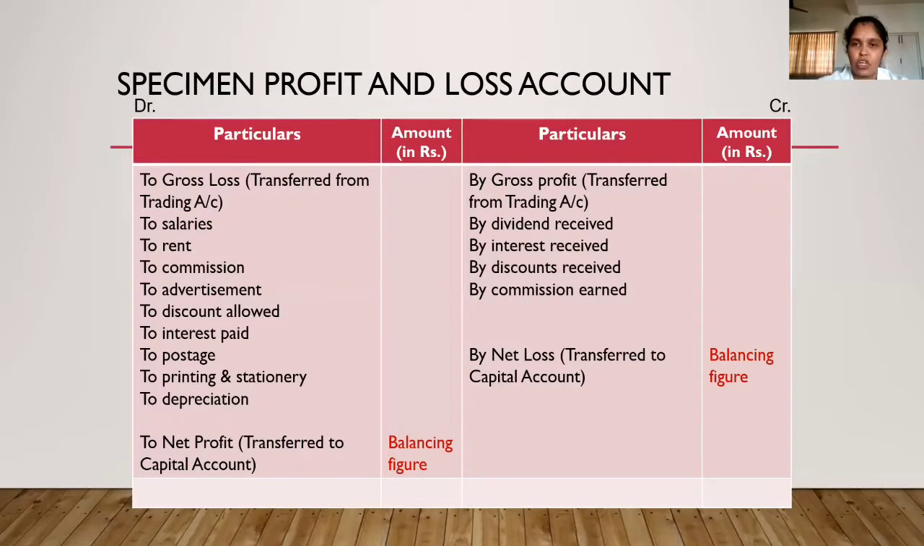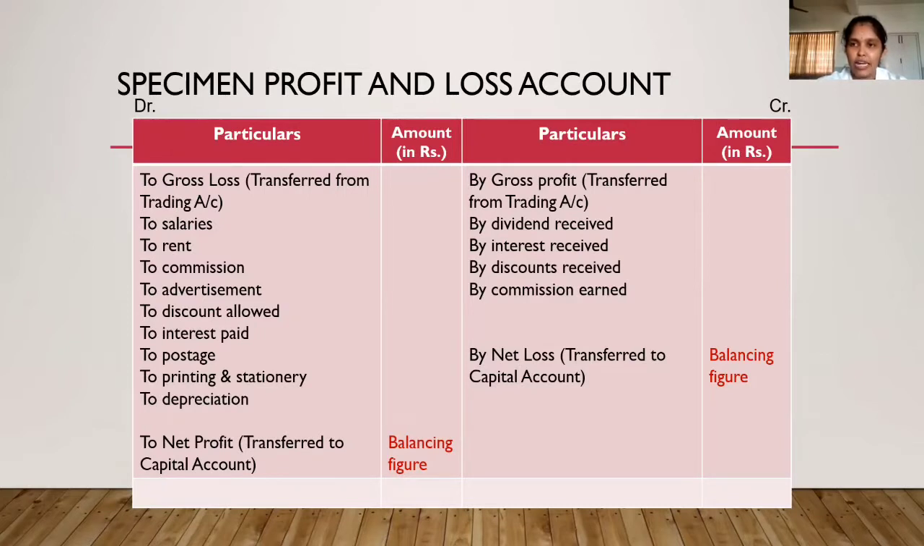If it is a gross profit, automatically while transferring it from the trading account, it will appear on the credit side. If it is a gross loss, it will be transferred from the credit side of the trading account to the debit side of the profit and loss account as gross loss. And all the indirect expenses like salaries, rent, commission will be recorded on the debit side, and opposite to that, the income will be recorded on the credit side. Reminding you, only the indirect expenses and indirect income will be recorded in the profit and loss account.